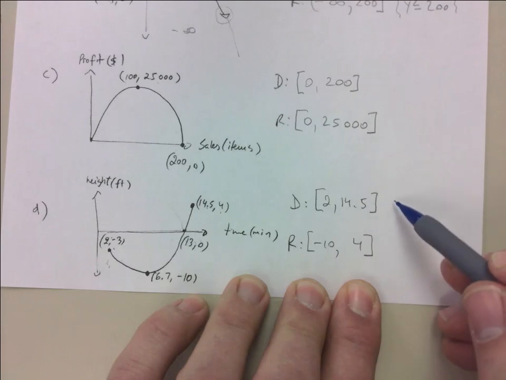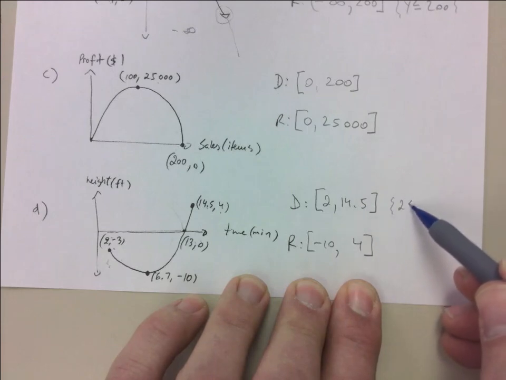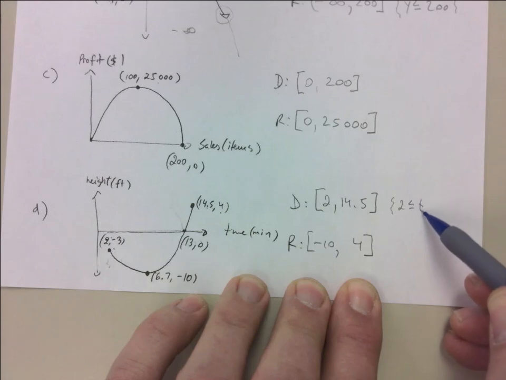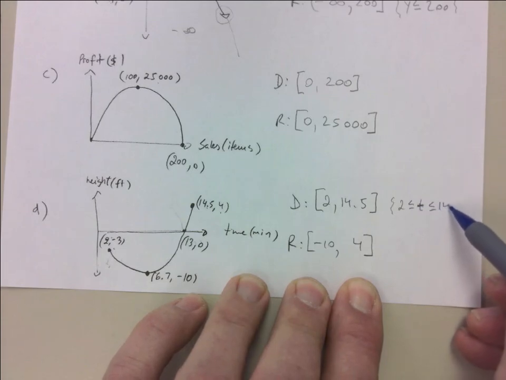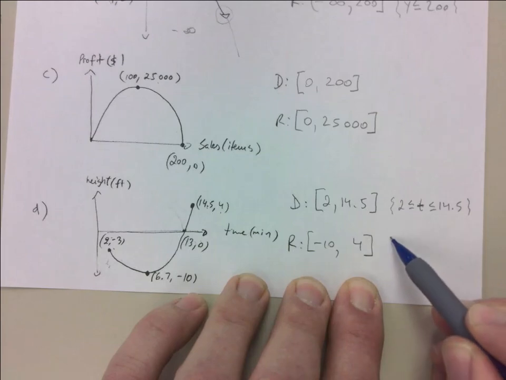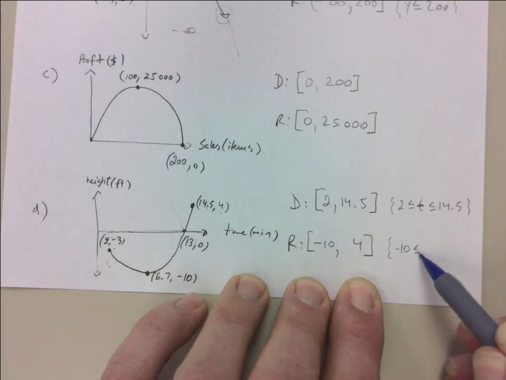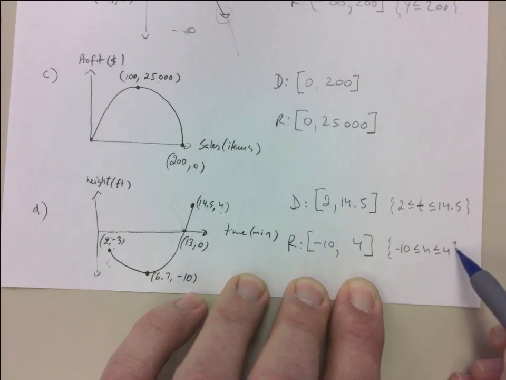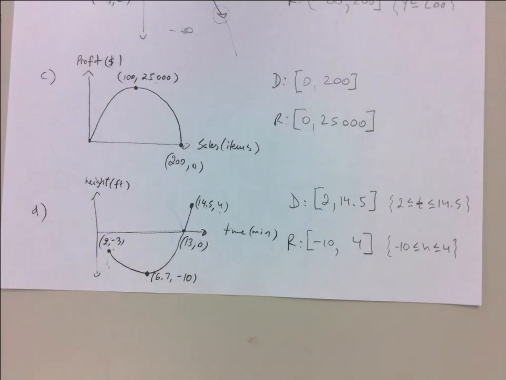How would that be for set notation? I might do this one. 2, I use t for time, 14.5, or negative 10, h, 4. Okay, so that's how you deal with those ones.